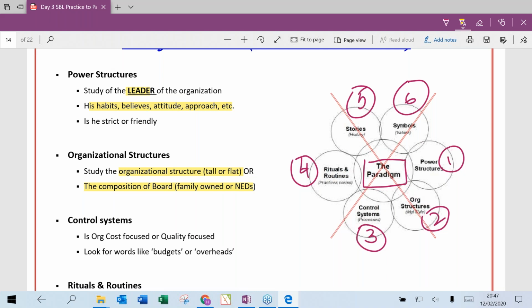Can anybody guess why I have crossed the paradigm? In fact, I have not crossed the paradigm. I've actually crossed the entire diagram, and there are no models. Correct. In culture, you may need to use a model. No need to learn this... no, you need to learn this. But in the exam, in your answer, no need to draw this diagram.